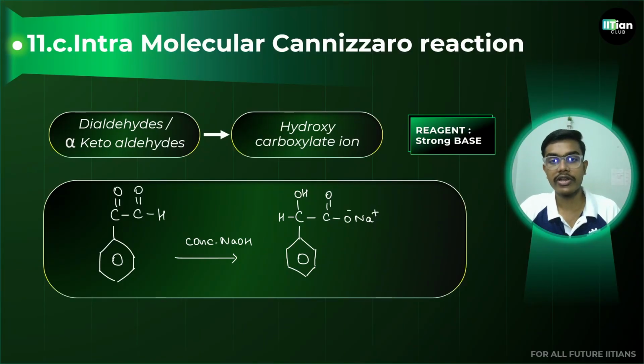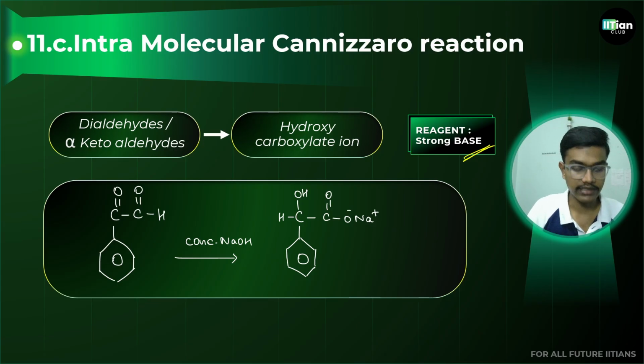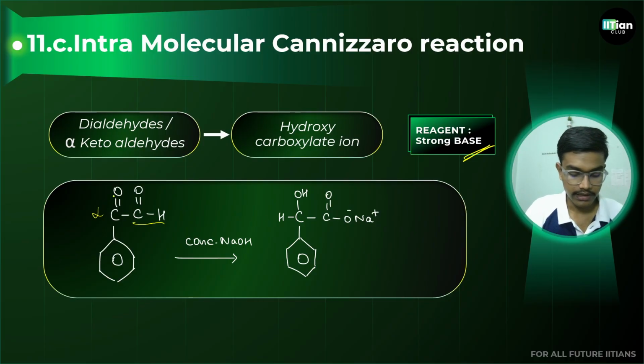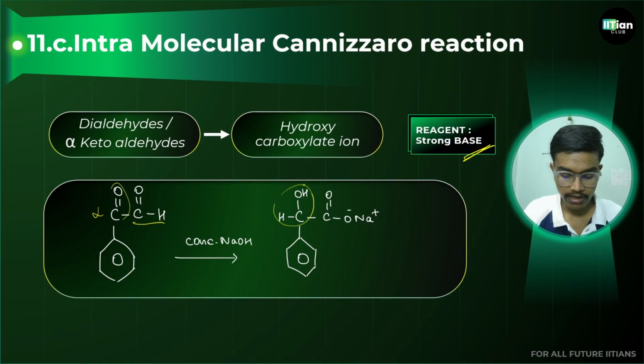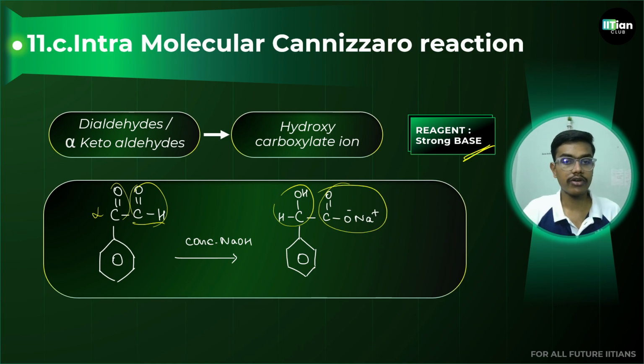Next, you have intramolecular Cannizzaro reaction. This happens when there are dialdehydes or alpha ketoaldehydes, and this also forms hydroxycarboxylate. And here also you need a strong base. It is very similar to the Cannizzaro reaction. You can check out over here. Here we are having an alpha keto aldehyde. We can see when concentrated sodium hydroxide is reacted, this ketone is getting converted to alcohol and this aldehyde is getting converted to sodium salt of carboxylic acid.